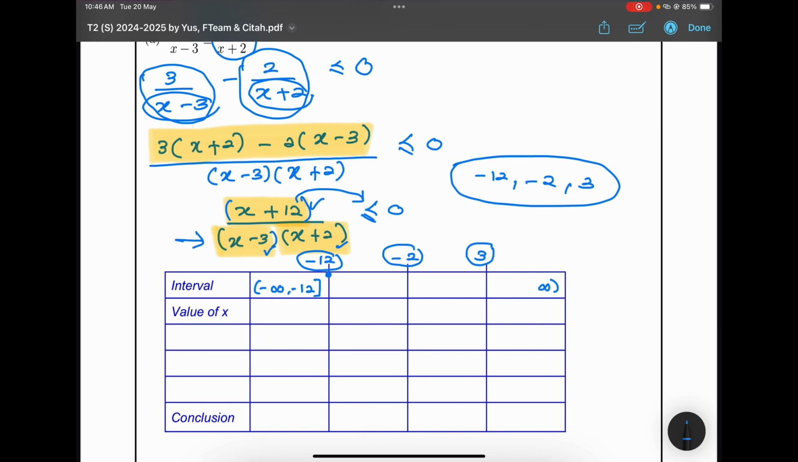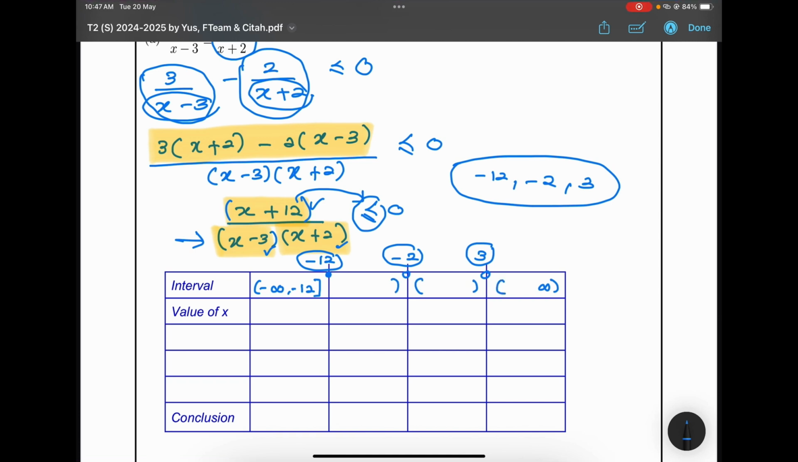Okay, jelas ya. However, for negative 2 and 3, critical number ini datangnya daripada factors yang duduk di denominator. So, factor yang duduk pada denominator, regardless of your inequality consists of equal or not, it will always empty dot. Okay, sentiasa empty dot lah. So, bila empty dot, jenis bracket yang kita akan guna adalah open. So, open here, open here, open here as well lah.